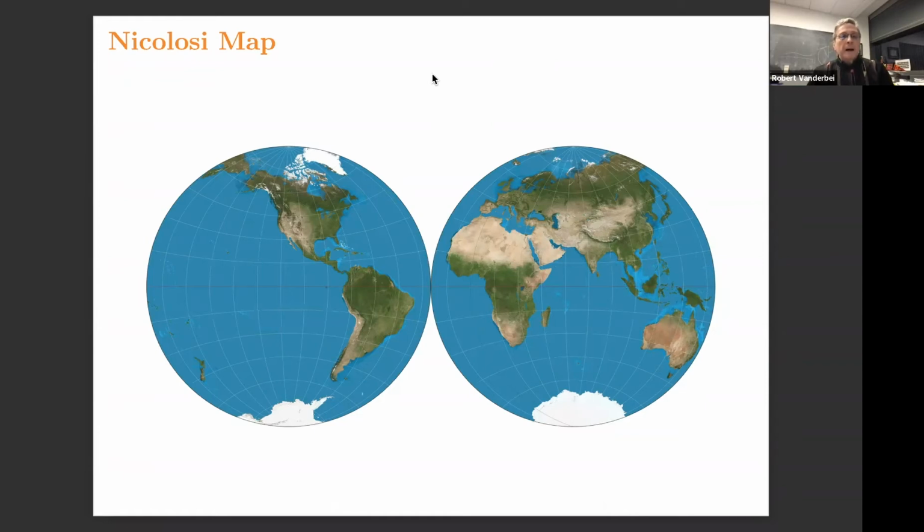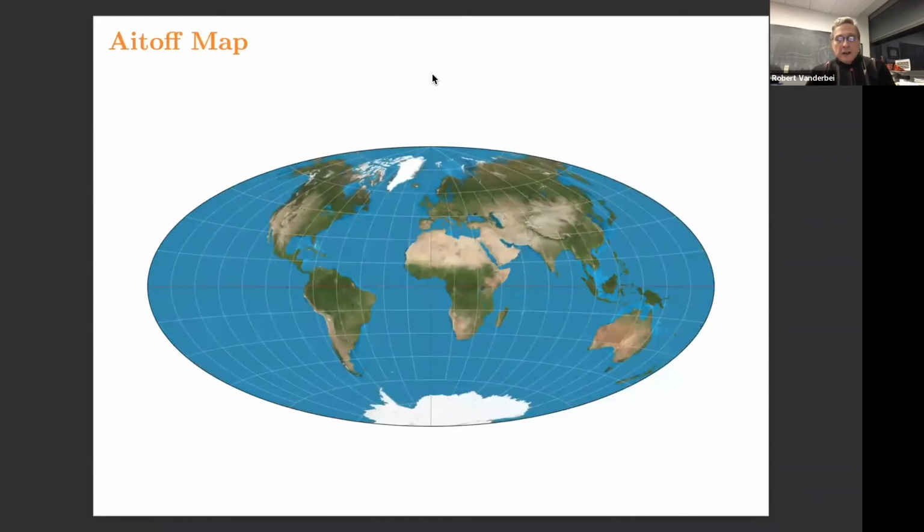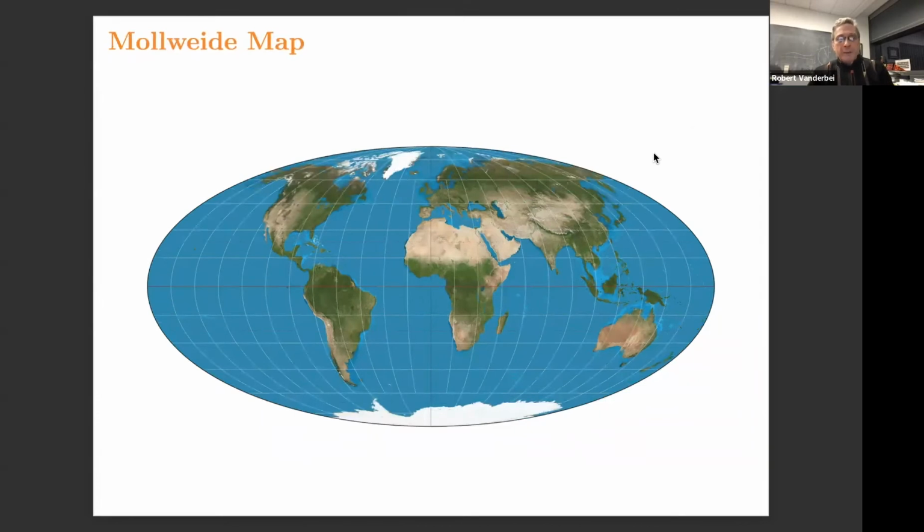And here's the Atlantis projection, which keeps the North Pole as a point, which is good. But now the United States looks even more tilted and a little bit distorted because of that, as does Australia. So there are all kinds of issues as we try to do this. Here's the Mollweide projection, which is a very popular one, maybe one of the best.